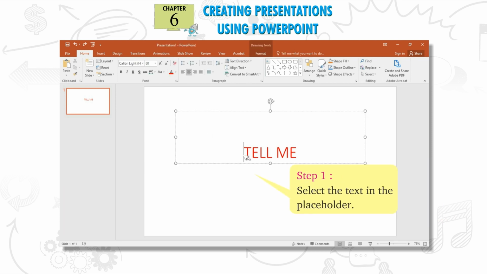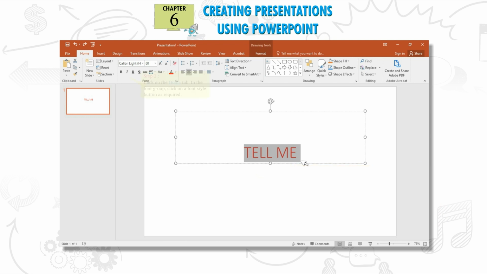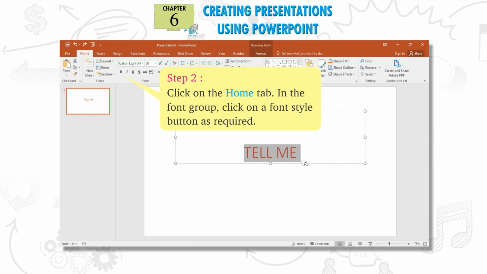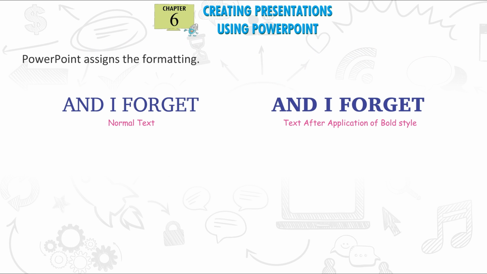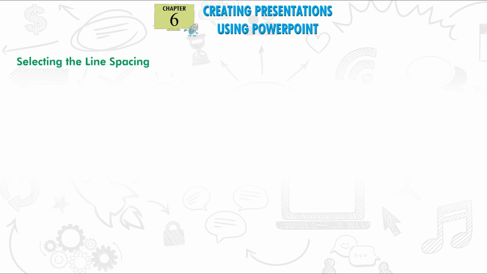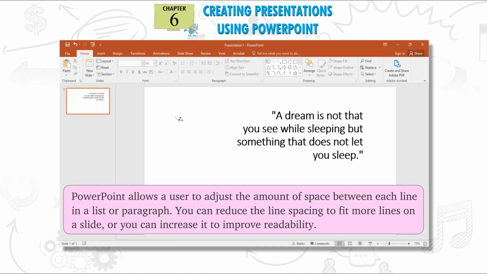Step 1. Select the text in the placeholder. Step 2. Click on the Home tab. In the font group, click on a font style button as required. PowerPoint assigns the formatting.